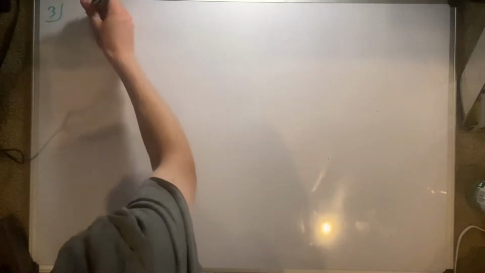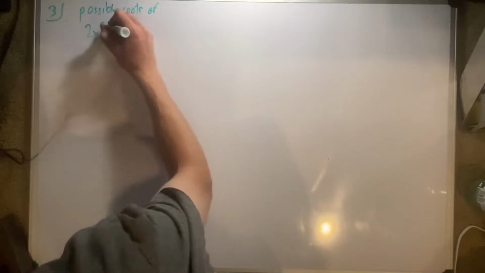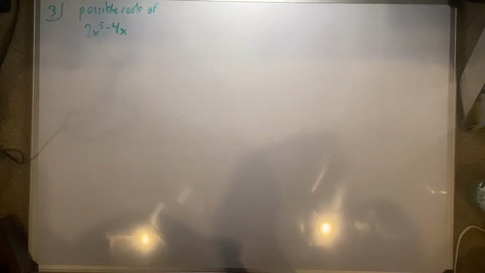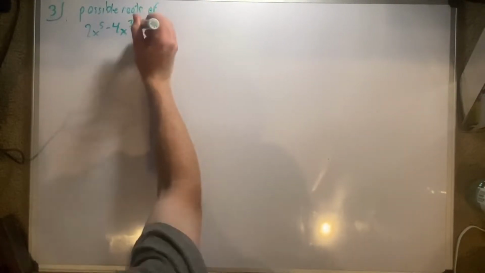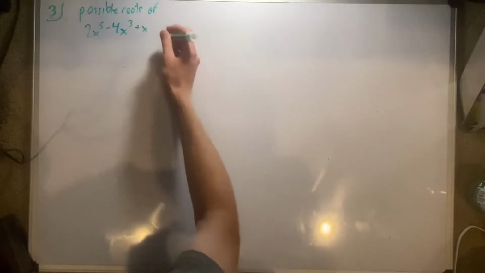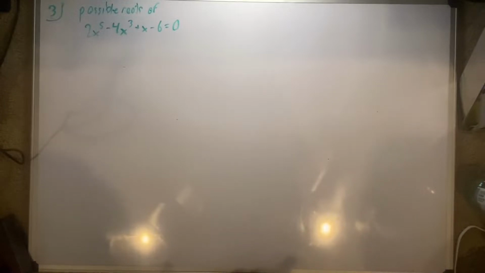Okay. 3 lists the possibilities for the rational roots of the equation. So, possible roots of 2x to the 5th minus 4x to the 3rd plus x minus 6 is equal to 0. So we need to find the possible roots of this.